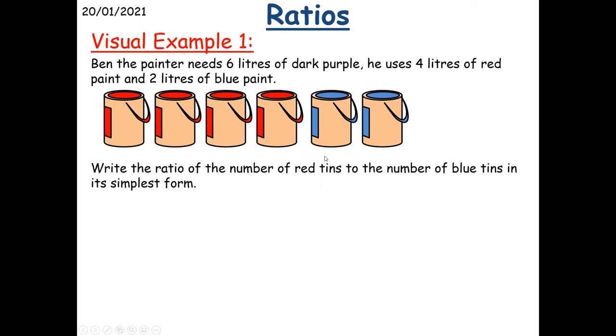So first thing we have to do is write our ratio of red tins to blue tins. So red to blue, remember it comes in order of sentence. So red comes first and then blue. So it's red to blue. And how many have we got? We've got 4 red to 2 blue.